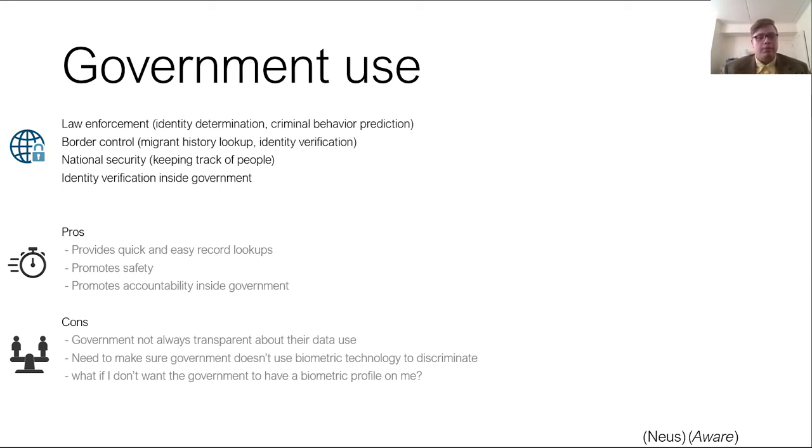There are some pretty major downsides, though. The government isn't always transparent about their data use. There needs to be measures in place to ensure that biometric tech isn't used to discriminate based off of certain physiological traits. And furthermore, what if I don't want the government to have a biometric profile on me? Then what do I do? There's a lot of iffy issues.